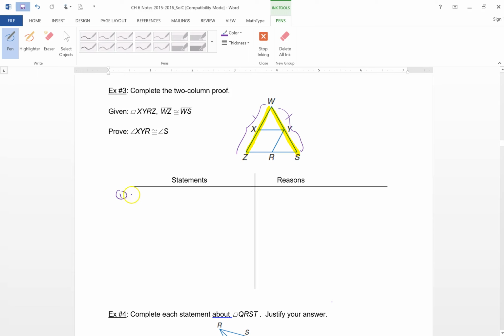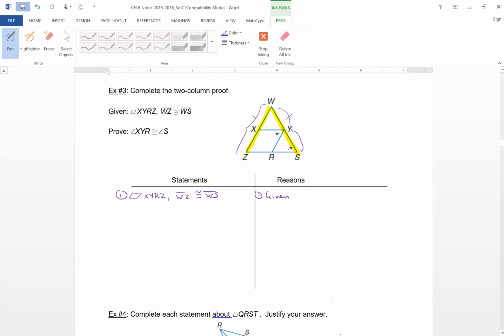So let's write down our given. We have a parallelogram and two congruent lines. What do we want to do here? We want to prove that angle XYR is congruent to angle S.